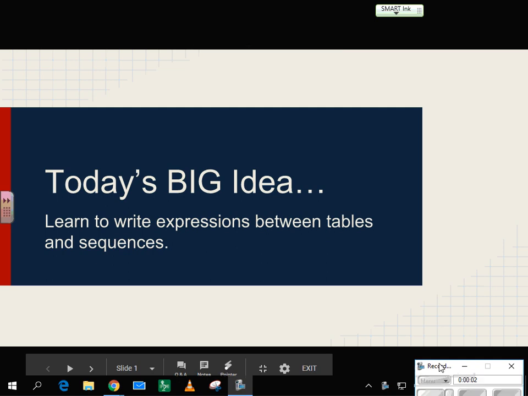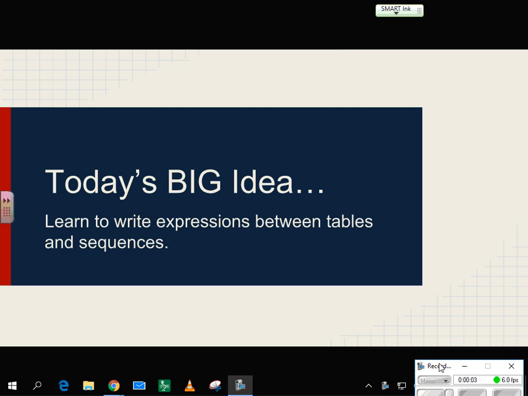All right, welcome to math today. We're going to be in our third lesson of this unit. Our quiz will be coming up after this lesson. Here's our goal today, to write expressions between tables and sequences. We're going to be looking for patterns today. That's what I want us to practice. So once you have today's date, page number, and goal written down, you can move on.